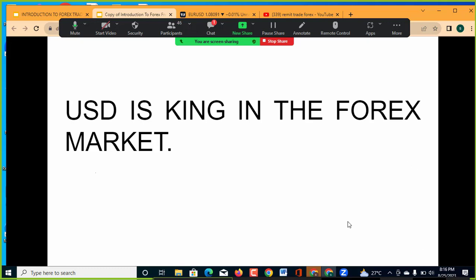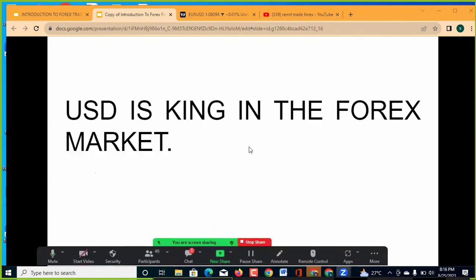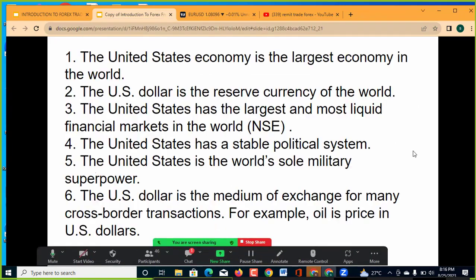But in as much as they're doing that, the US dollar is still the king in the forex market, and there are some things that make it king in the forex market. It's very, very important because you tend to see the US dollar almost everywhere in the forex market. It sounds a lot, and these are the reasons why.